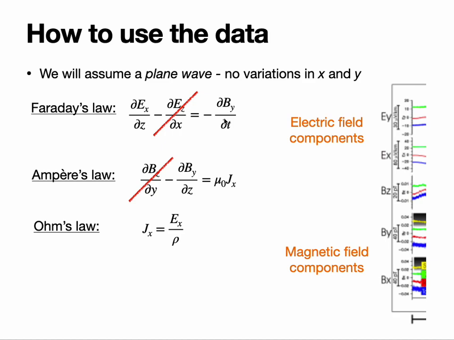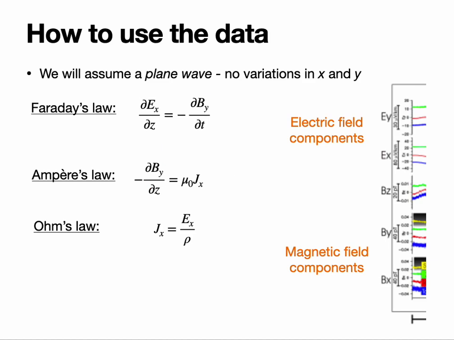And for the x component of Ampere's law, dBz/dy vanishes and minus dBy/dz remains. And this is equal to mu 0 Jx. And then we have Jx is equal to Ex divided by rho. So that's after making the plane wave assumption. These are the three equations simplified.